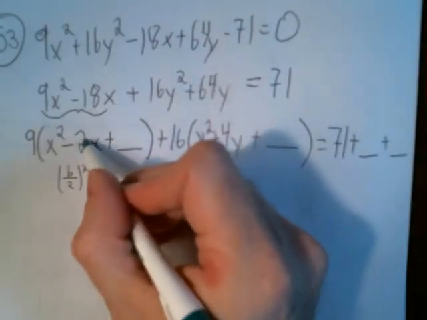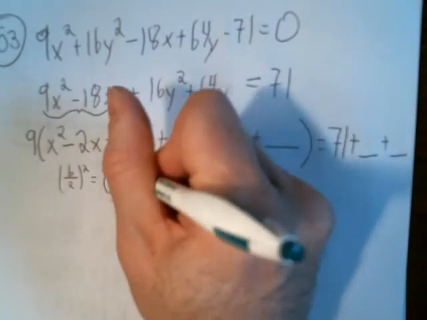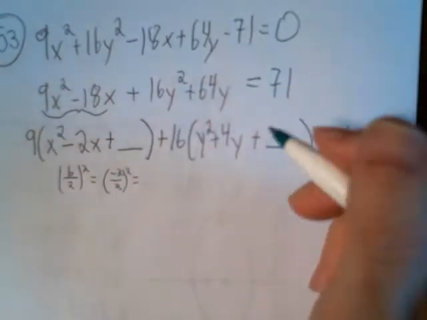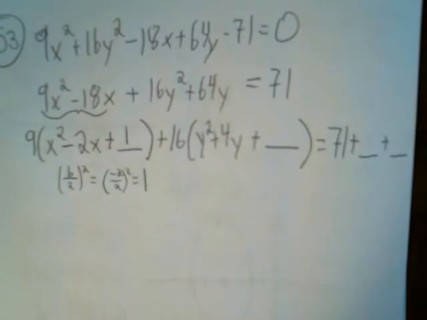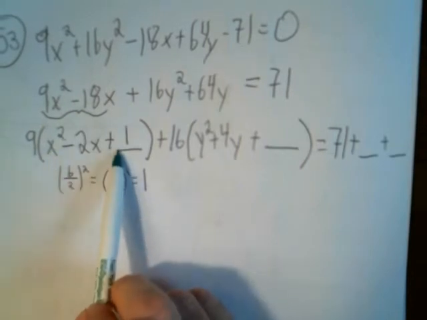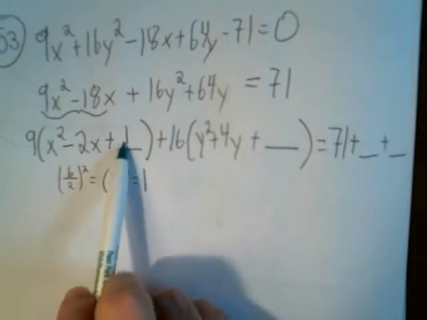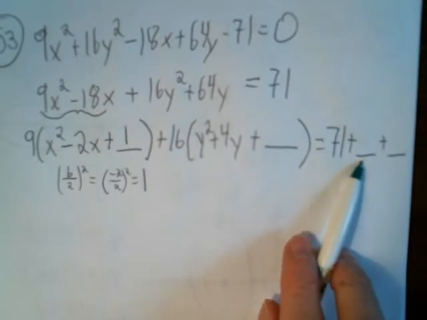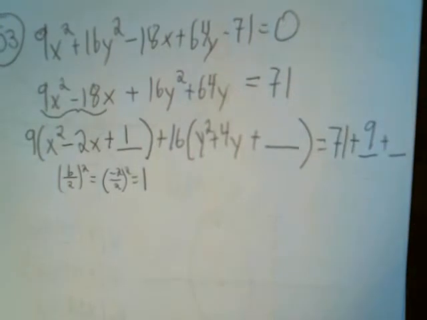So the b value is from this. So in this case, it'll be negative 2 all over 2 squared. So negative 2 over 2 is negative 1. Negative 1 squared is 1. So I'm adding 1 inside. And technically, you've not added in 1. You've added in 9 times 1. Okay, so if you were to distribute this out, you would see that. You don't have 1 on this side. You've added in a 9. So on the other side, to keep things in balance, you can't add in 1. You actually have to add in 9.